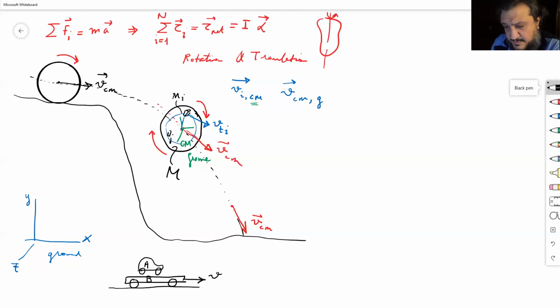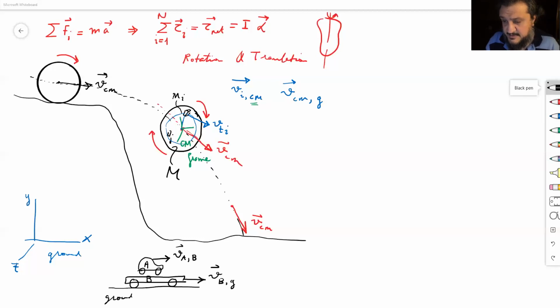So the platform here is moving to the right with some speed. I'm going to call it VBG. Ground is our reference frame, but the object itself is also a reference frame. In that sense, the car may also be moving forward, so I'm going to call it VAB. Maybe you didn't tie the car, it's just moving. But then what is the velocity of the car with respect to the ground?